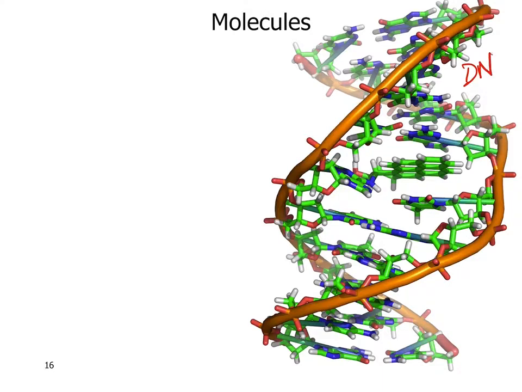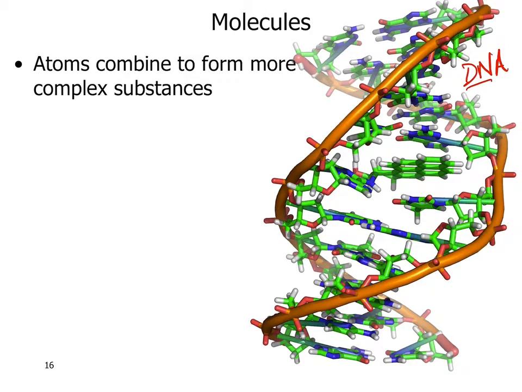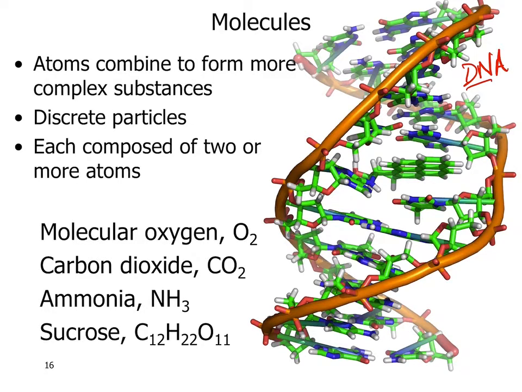It's the DNA molecule. So getting to know its structure is really useful for understanding a lot of biology and a lot about how the human body works. So very relevant to you and what you're trying to accomplish. So atoms combine to form complex substances, and these are called molecules, and they're sort of discrete particles that we'll talk about. Although DNA is a very large molecule, it is also considered discrete.